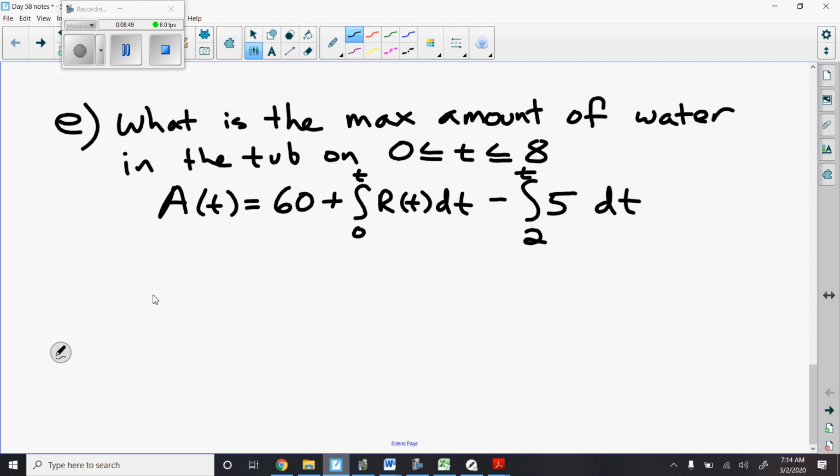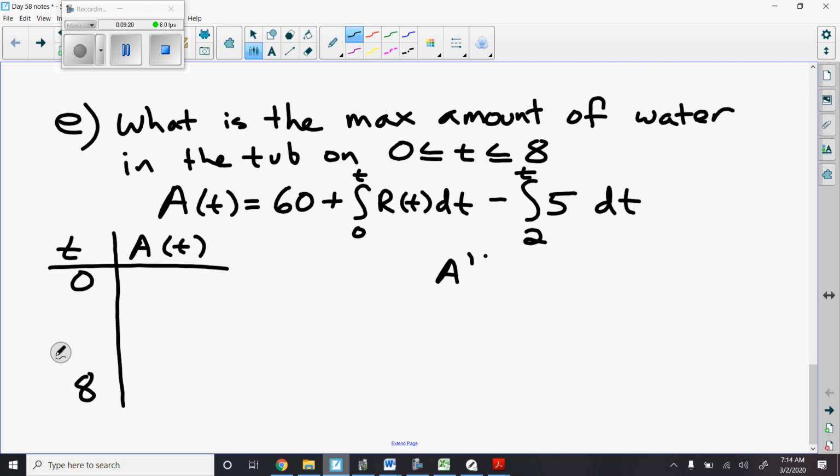So what I need to do then, to justify this, is check all the endpoints and critical points. Here's what I know. I need to check time 0 and time 8. But I also need to find any critical points. And a reminder, a critical point is when the derivative equals 0. So let's think about A prime here really quick.